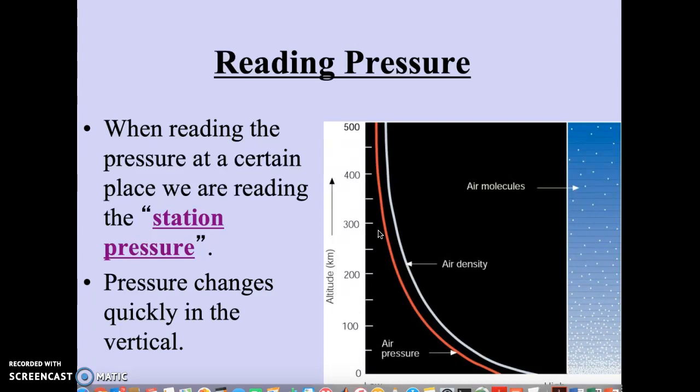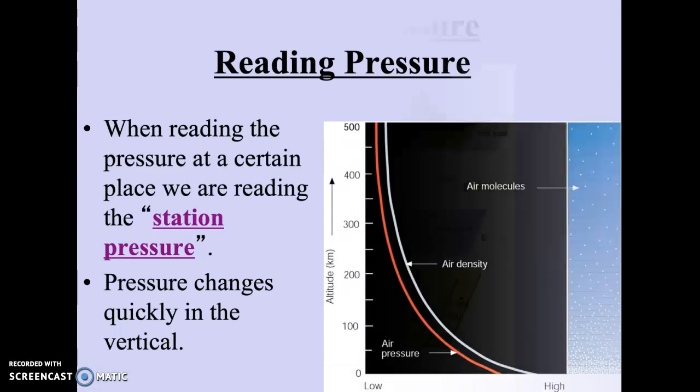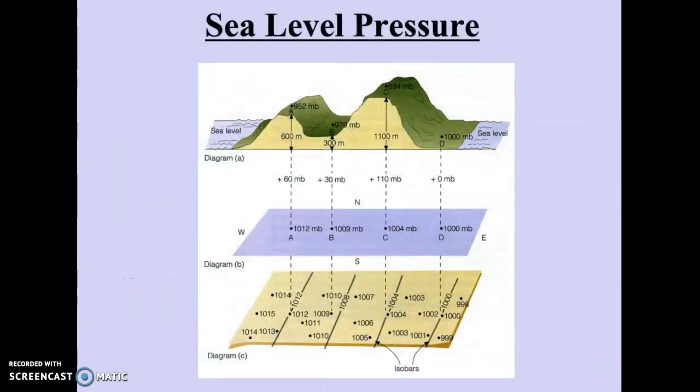So when we compare locations, we want to make sure it's adjusted for elevation. And to do this, what we do is adjust to what we call sea level pressure. So if you're above sea level, say on a mountain, as we can see here, you increase the pressure. And to do that, you add one millibar for every 10 meters.